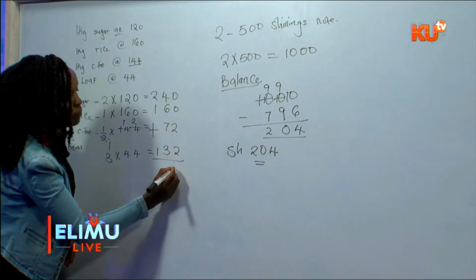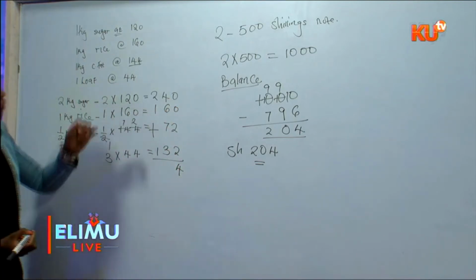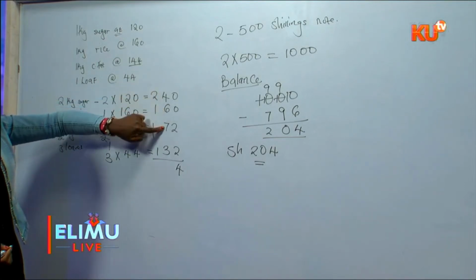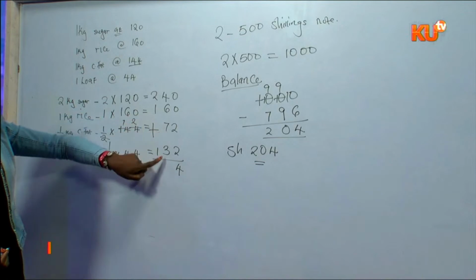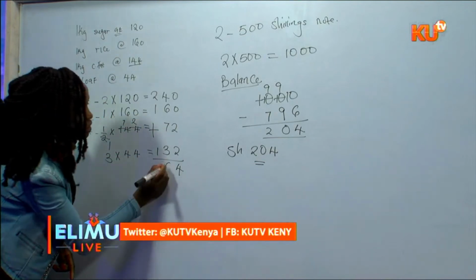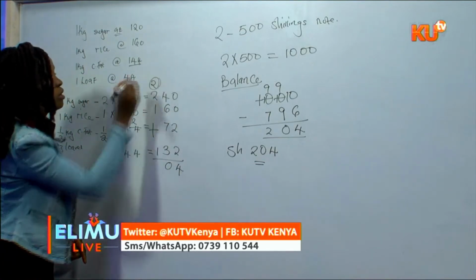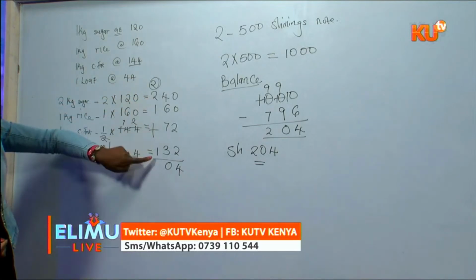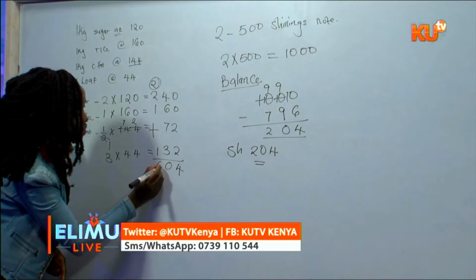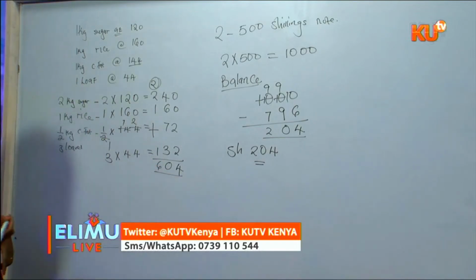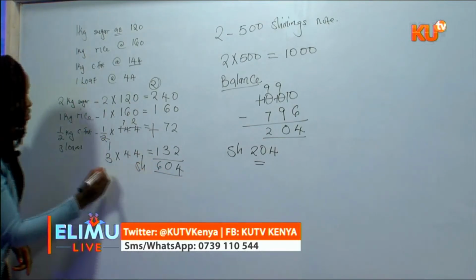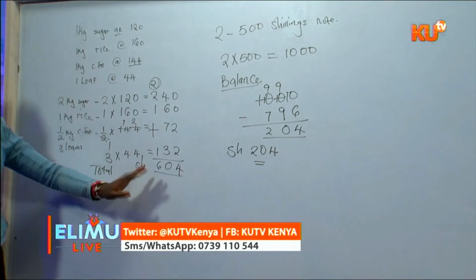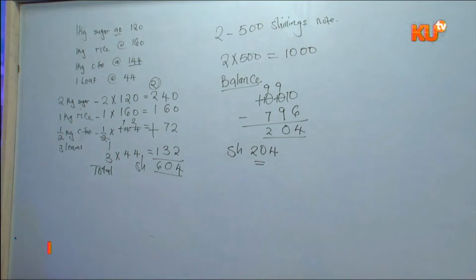2 plus 2 is 4. 4 plus 6, we get 10. 10 plus 7, 17. 17 plus 3, we get 20. 0, carry 2. 2 plus 2 is 4, plus 1, 5, plus 1, 6. We get 604 shillings. Now, this was the total cost of the items, or this was her bill now. Her bill was 604, and that's what she was supposed to pay.